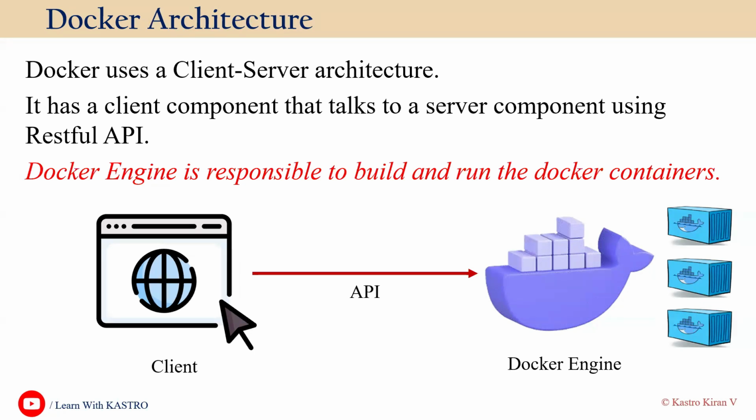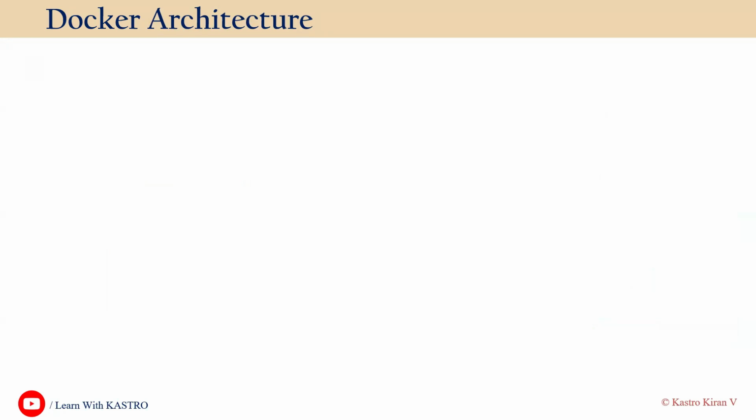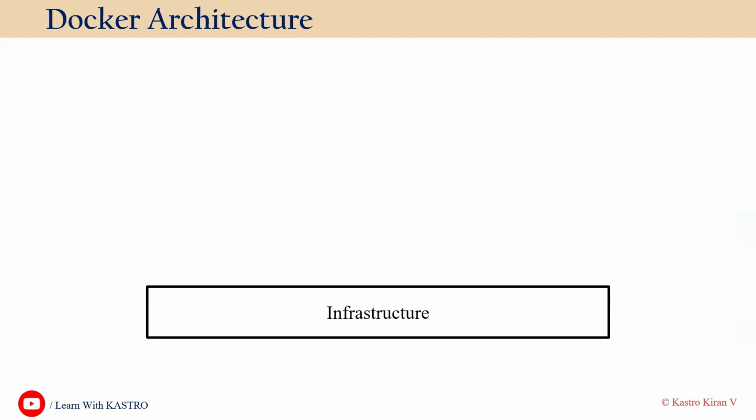Now, what does Docker engine mean? Docker engine is the place where we install Docker. We'll be talking about the Docker terminology in some time. Docker engine is responsible for building the containers and running the containers in an isolated environment. So this is basically the Docker architecture. Let's understand this Docker architecture on a large scale. Let's say you have the infrastructure.